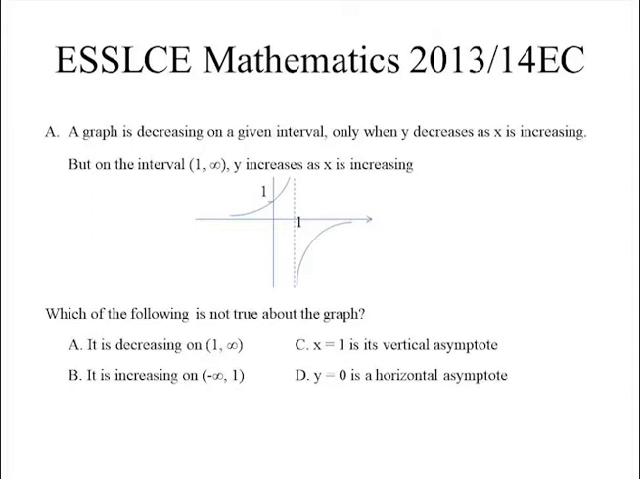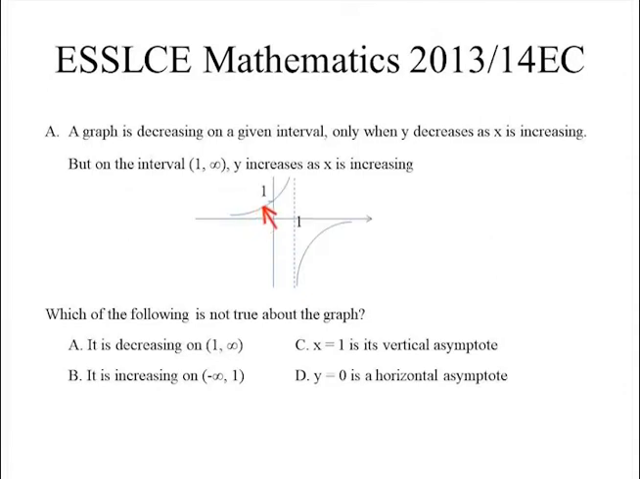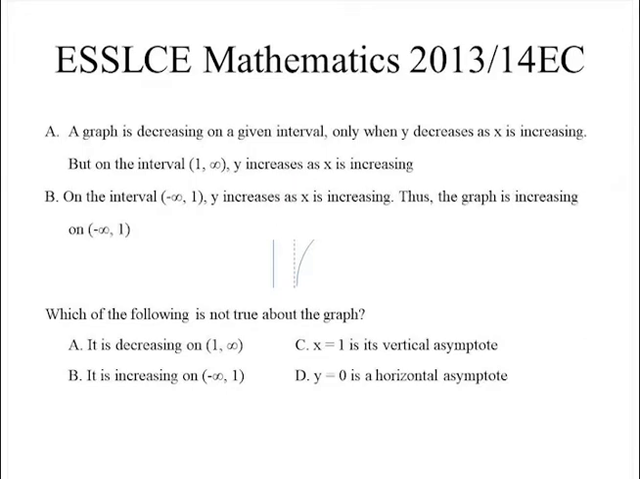Choice B, it's increasing on the interval negative infinity up to 1. On the interval negative infinity up to 1, that's to the left of the vertical line x is equal to 1, y increases as x is increasing. Thus, the graph is increasing on the interval negative infinity up to 1.